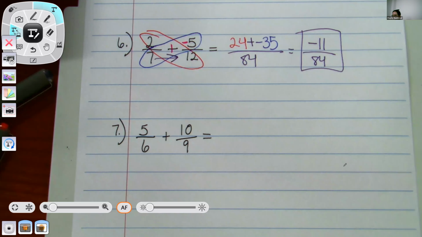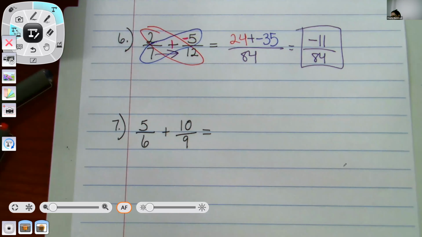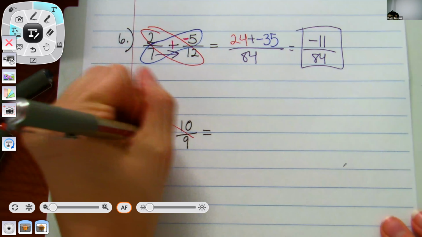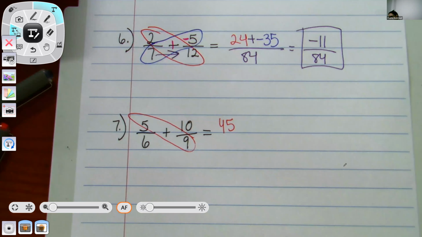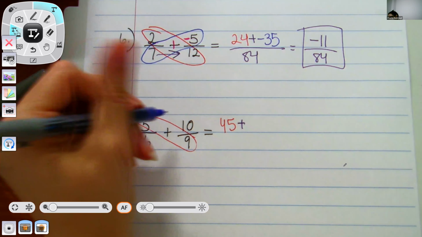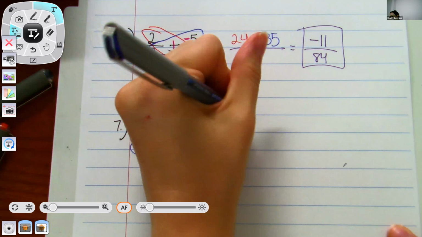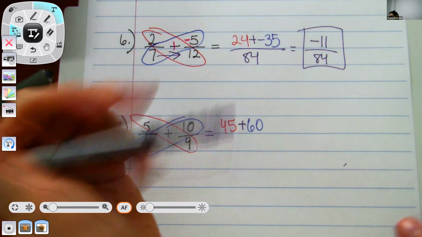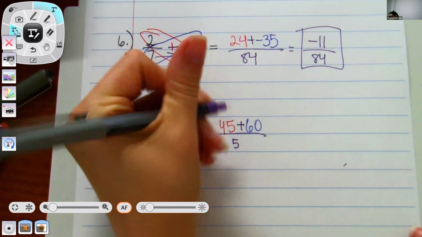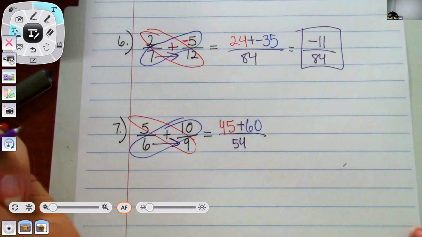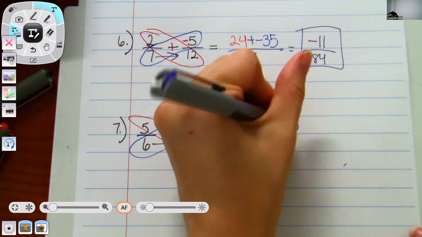So what the heck, let's do the bow tie method and see how it goes. So 5 times 9 is 45 plus 6 times 10 is 60 over 6 times 9 is 54. So then that becomes 105 over 54.